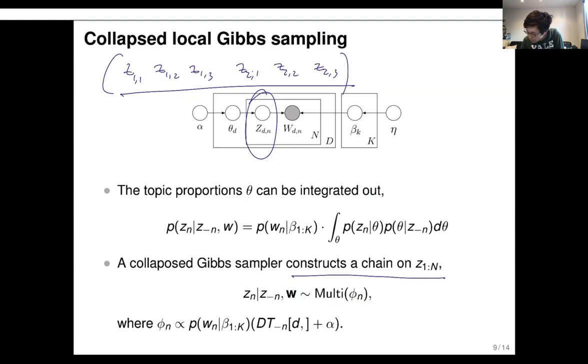So this notation is basically saying, I'm looking at this conditional distribution of one of the z's, and I'm going to condition on every other z. Okay. So actually, even this is not particularly important, because I'm going to show you the exact form of this. So what is the exact form?